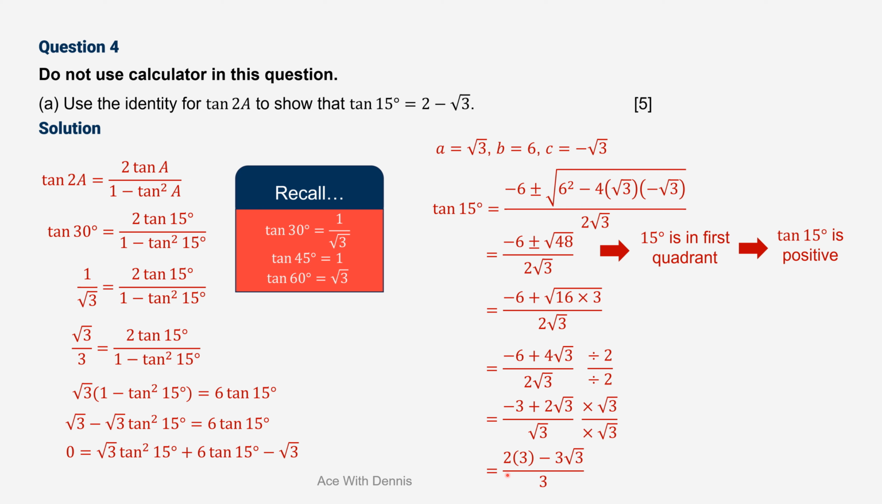I'll get 2 times 3 minus 3√3, because negative 3 times √3, I get minus 3√3. 2 times √3 times √3 becomes 2 times 3. The denominator √3 times √3, I'll get 3. Then from here, we can factorize the 3. We get 3 times (2 minus √3) over 3. Cancel out the 3. So tan 15° will be equal to 2 minus √3. Hence shown.